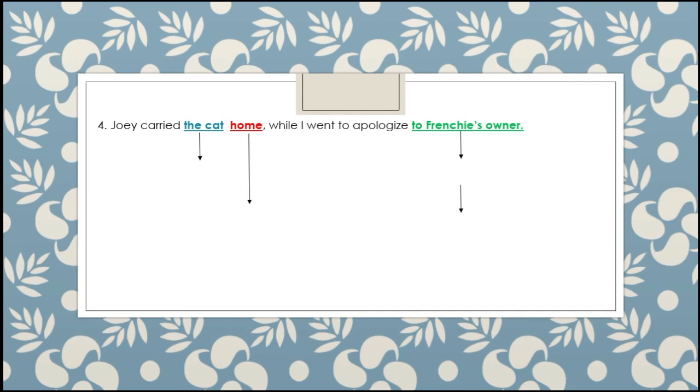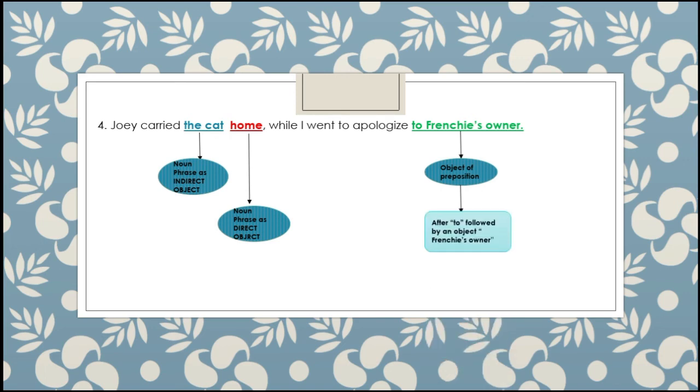Next is Joe carried the cat home while I went to apologize to Frenchie's owner. The cat in here is indirect object, and home is direct object. To Frenchie's owner is object of preposition because after to is followed by an object, Frenchie's owner.